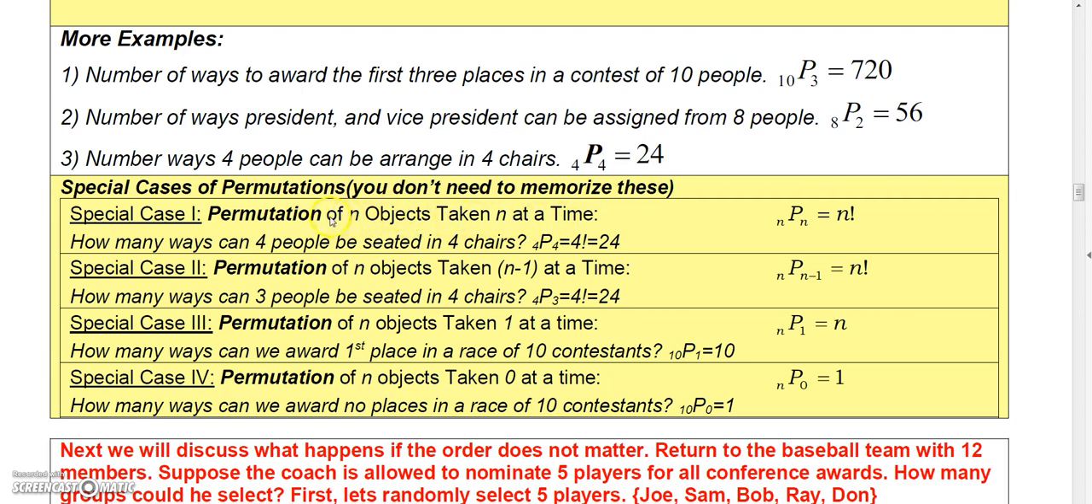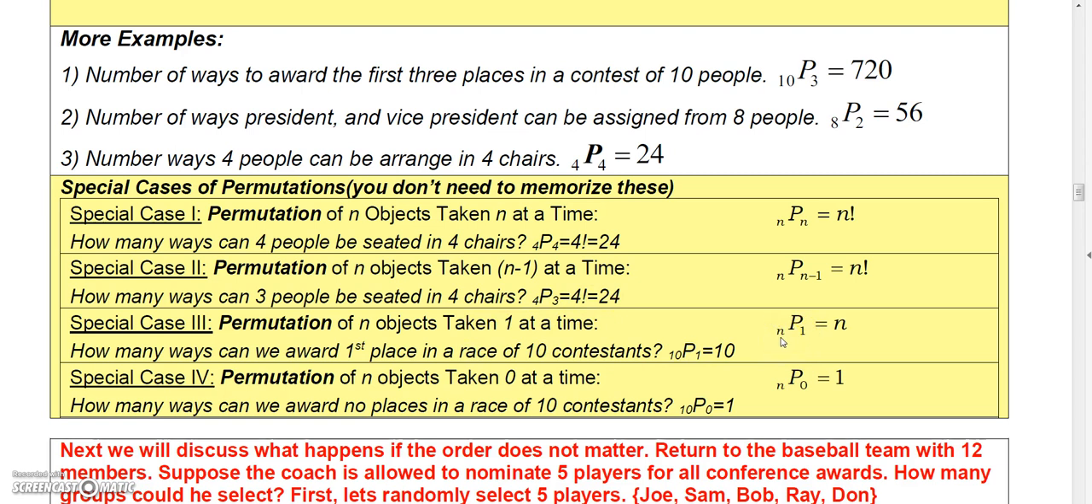Now, here are some special cases of permutations here, and you don't really have to memorize these, but I've already told you that the first one, if you take npn, that's n factorial. But it turns out that if you do npn minus 1, that's n factorial as well. So for example, if I said how many ways can 4 people be seated in 4 chairs, that would be 4p4, which is 4 factorial. But if I said how many ways can 3 people be seated in 4 chairs, that would be 4p3, which is also 4 factorial.